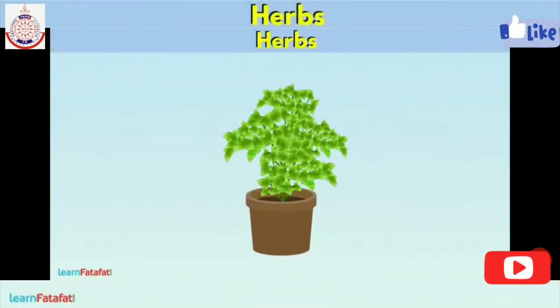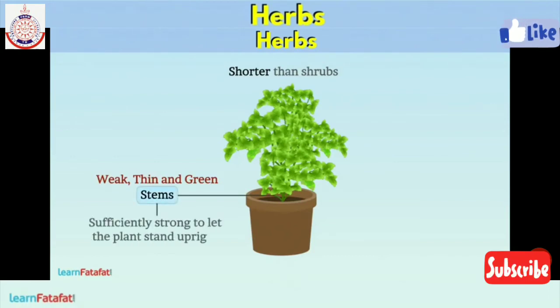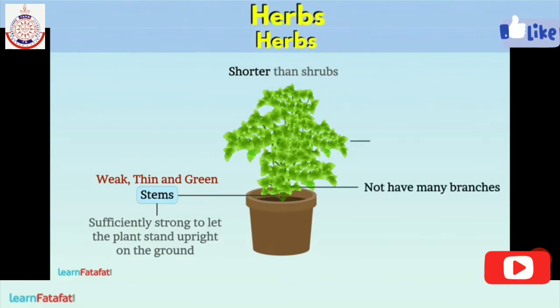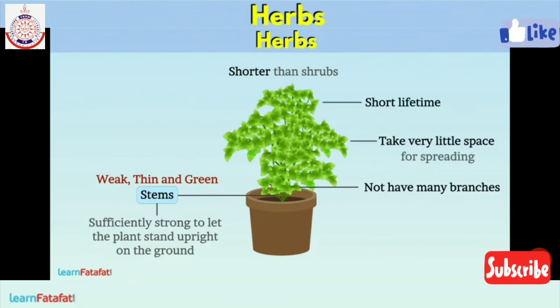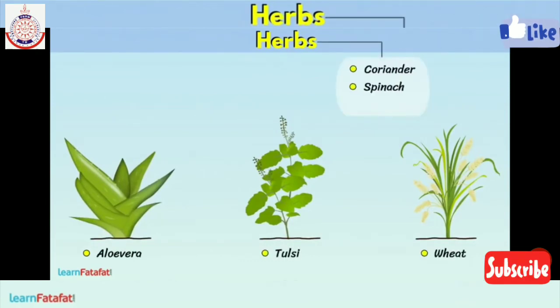Herbs. Some plants are even shorter than shrubs. They have weak, thin, and green stems. It is sufficiently strong to let the plant stand upright on the ground. Such plants are called herbs. The stem of herbs does not have many branches. These plants take very little space and have a short lifetime. Examples: aloe vera, tulsi, wheat, coriander, spinach, paddy, etc.